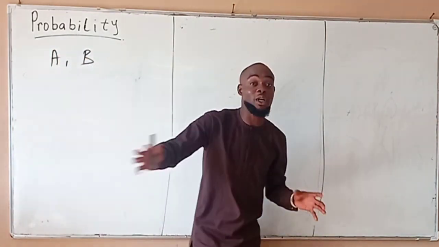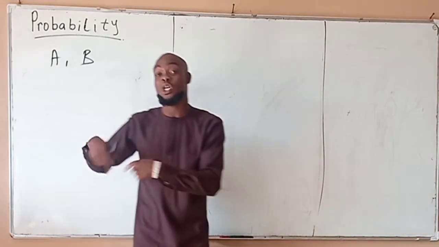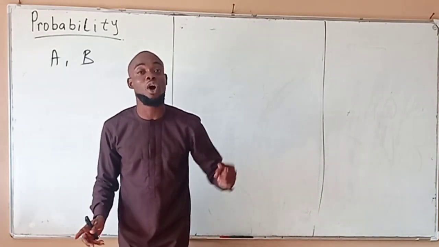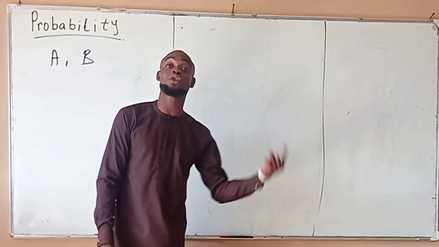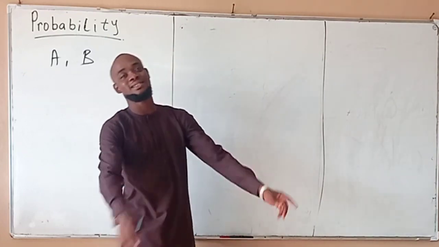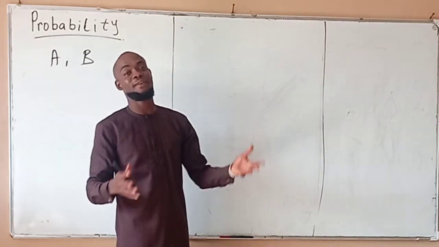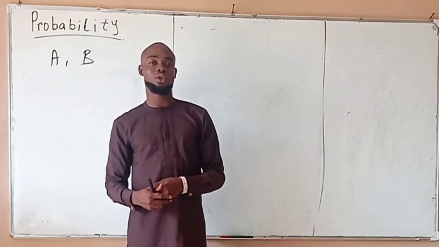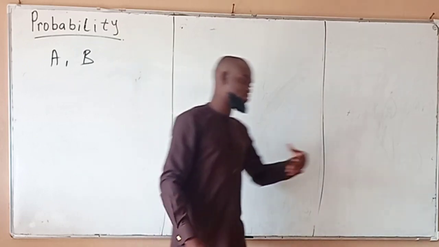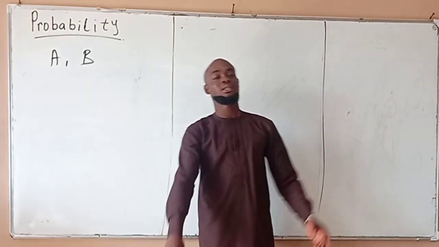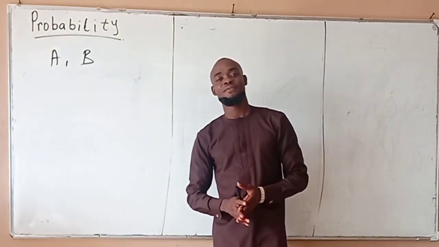The event of both of them attending that class, is it mutually exclusive or independent? Because Peter attending will not stop Paul from attending it. So those are called independent events. Something that doesn't depend on the other. When one doesn't depend on the other, we call it independent events.